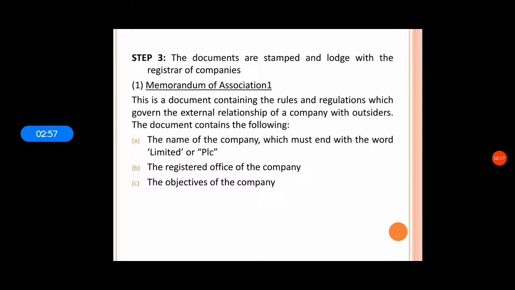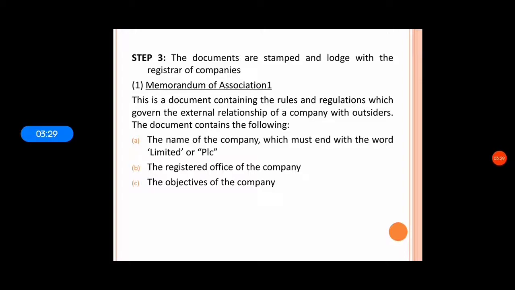So, step 3. The documents are stamped and lodged with the registrar of companies. After these documents have been written out, approved, and stamped, they must be kept with the registrar of companies. Now let's discuss these documents one after the other. The first one is what we call Memorandum of Association. What do we call Memorandum of Association?